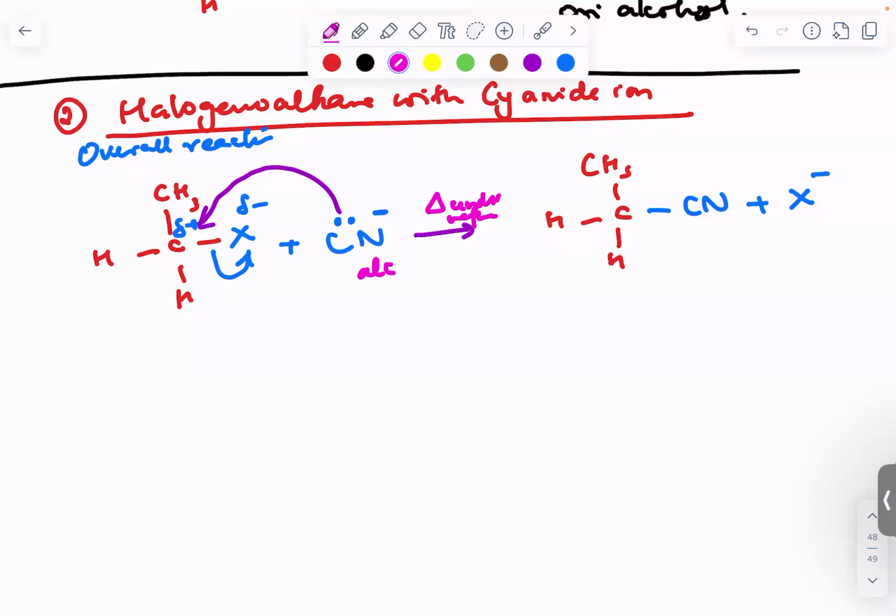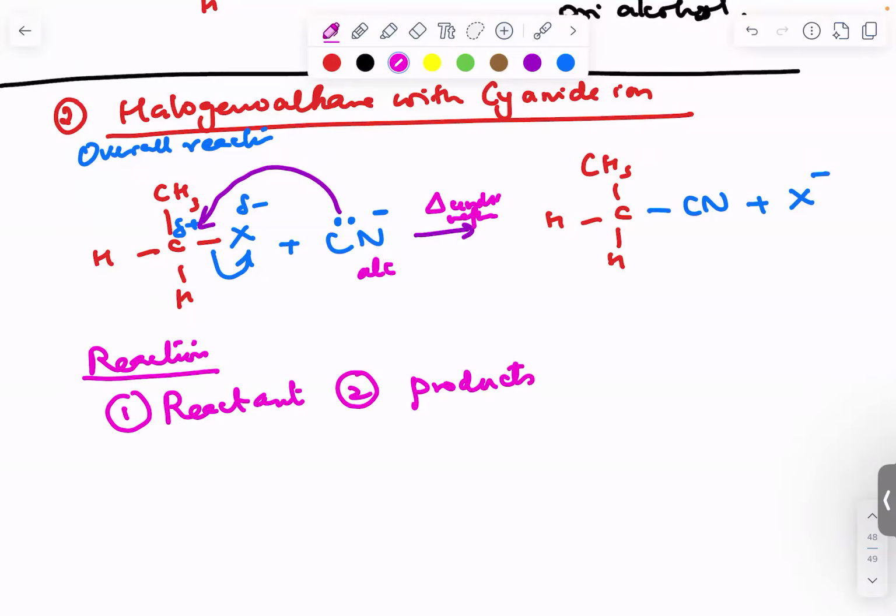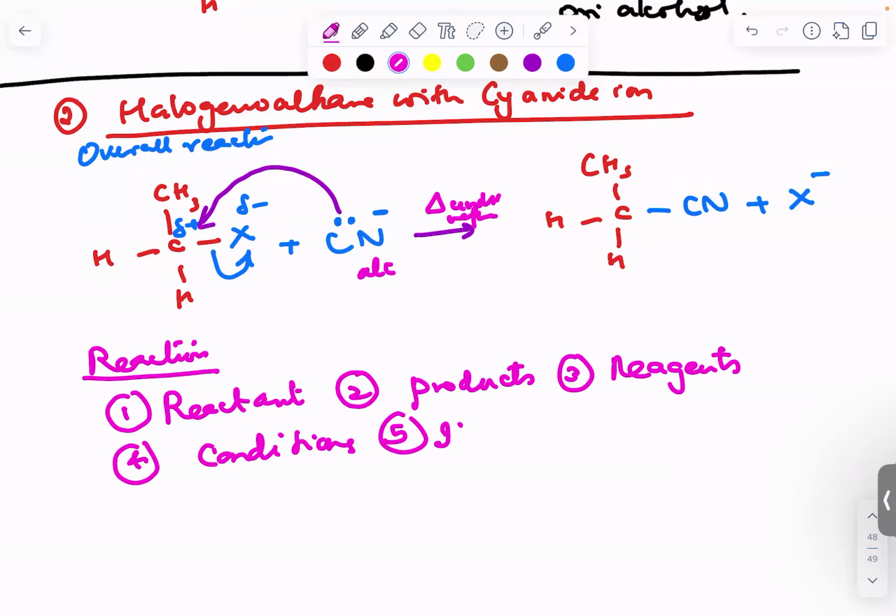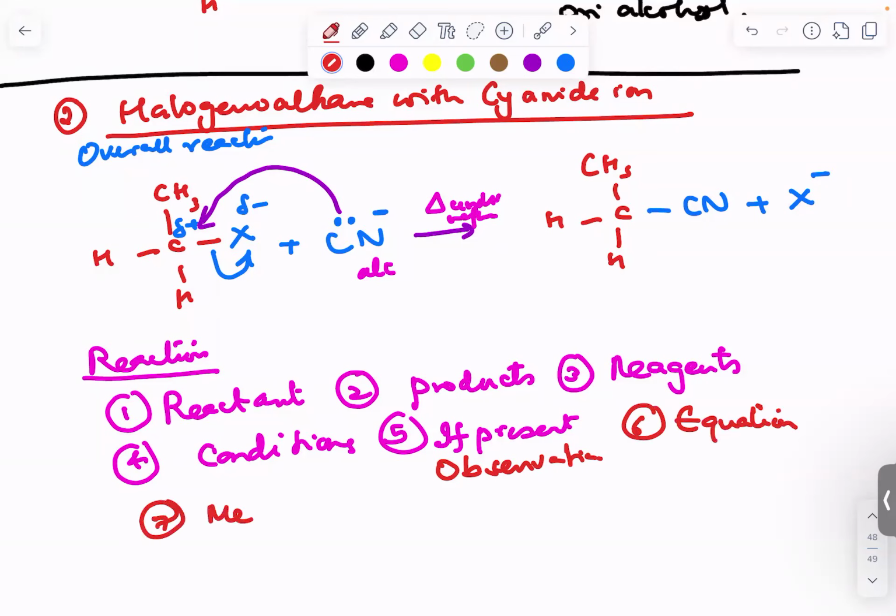These are the conditions. As I told you earlier, whenever you write any reaction, number 1, write reactants. Number 2, write products. Number 3, write reagents. Number 4, write conditions. Number 5, observation, if present. This is not 100% that every time you need to write an observation. Number 6, equation, and number 7, mechanism if required. So these are the 7 things which you need to mention for the overall reaction.